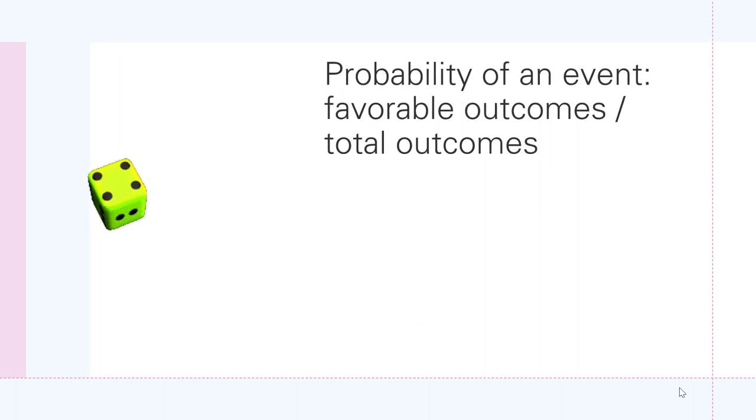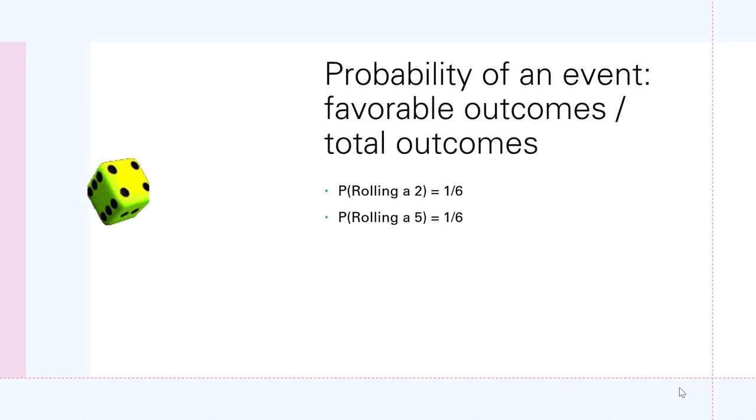We take all of the outcomes we're looking for and divide them by the total number of outcomes. For example, if we have a six-sided regular die, the probability of rolling a 2 is 1 outcome, but we have 6 possible outcomes. That's rolling a 1, 2, 3, 4, 5 or 6, so our probability is 1/6. The probability is the same for rolling a 5.